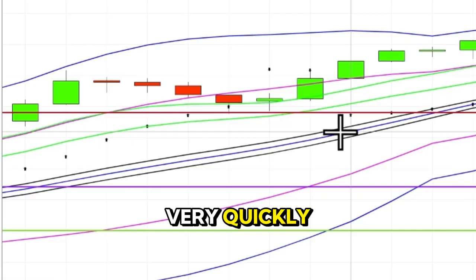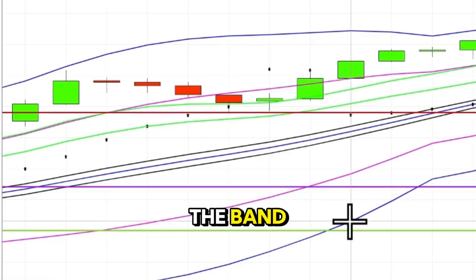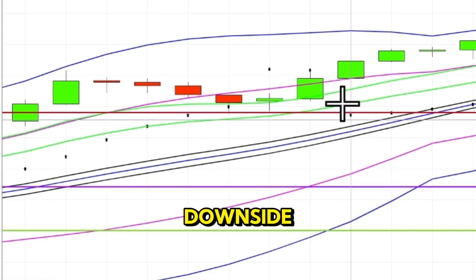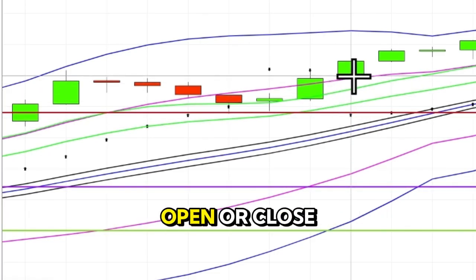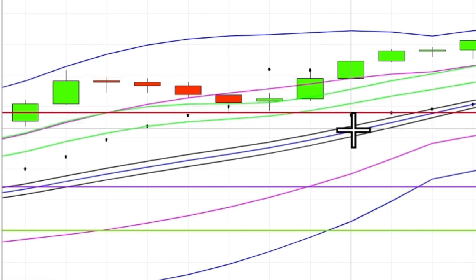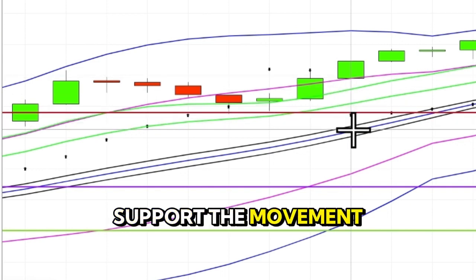Same rules apply, and they're all correct. Go through them very quickly. Arrow flip inside the band. So we use the same set of rules for a lower energy trade. The market's not stretched to the downside. Green vector averages. Candle needs to open or close above purple PE2, and the trend line itself needs to support the movement, which it does.